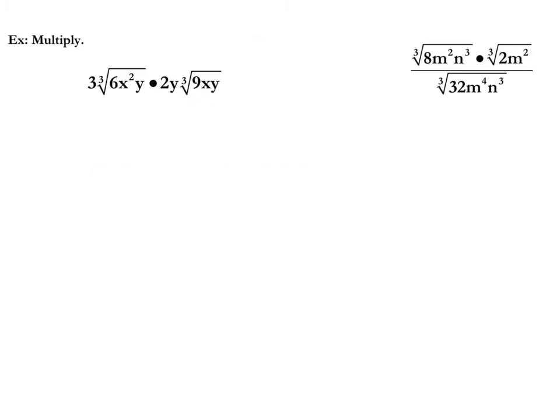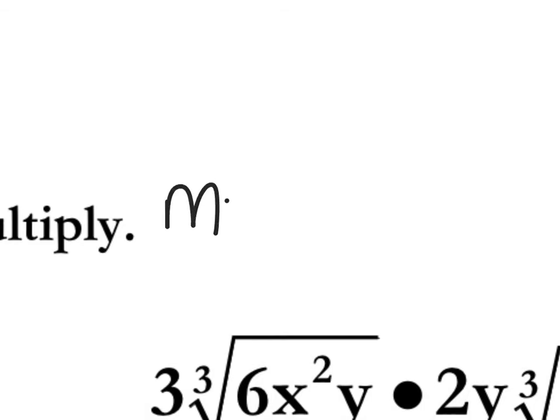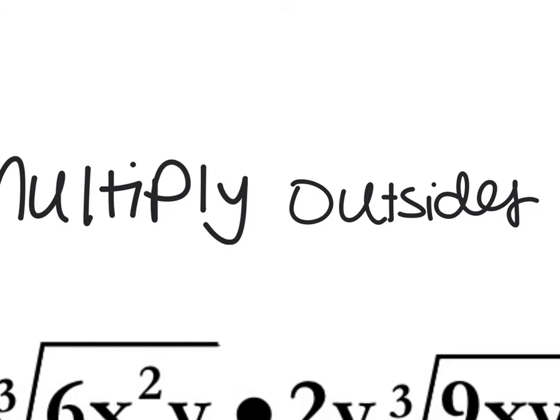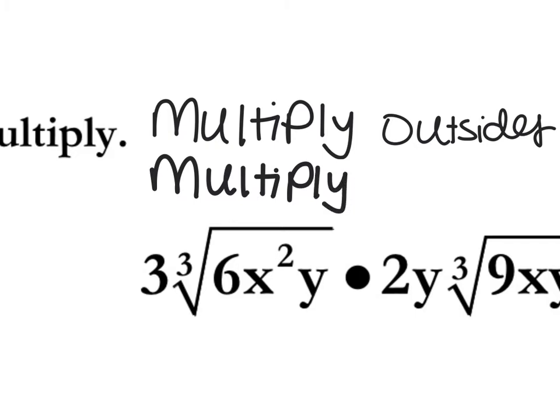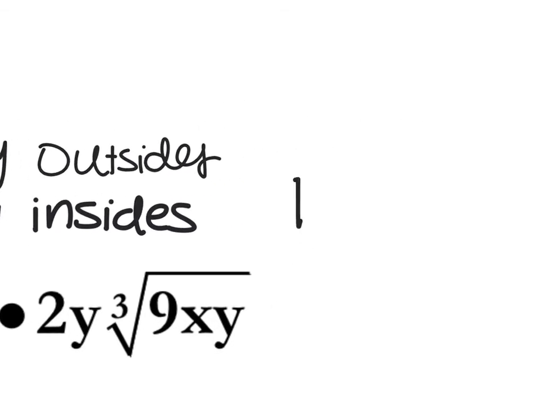Moving on. All right, so for this one, the instructions say to multiply. So to do that, what I like to do is first multiply the outsides. Then multiply your insides. And obviously, at the end, you're going to reduce.